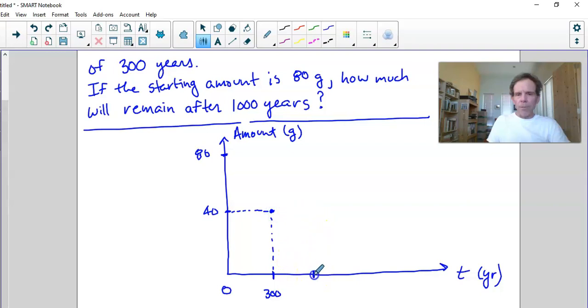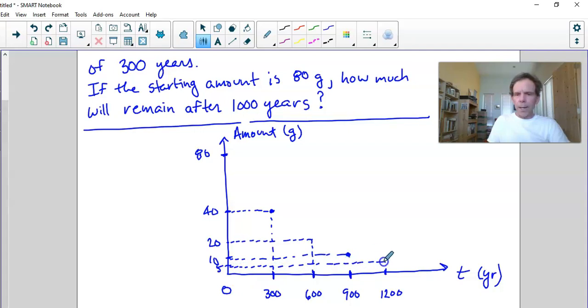All right, if we go another half-life, that will be 600 years after 0. There'll be half as much again. So now we'll be at 20 grams. How about another half-life? That'll be 900 years from 0. Now we'll be at 10, right? Half of 20. And then if we go another half-life, we'll be at 1,200 years. And what's half of 10? Well, it's 5. So I will graph that point out here.